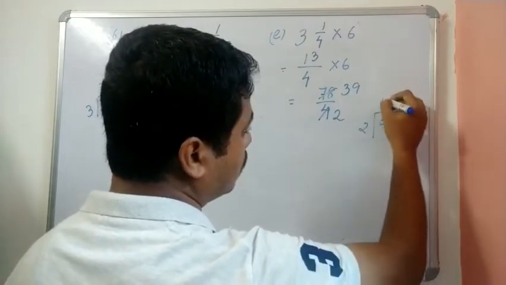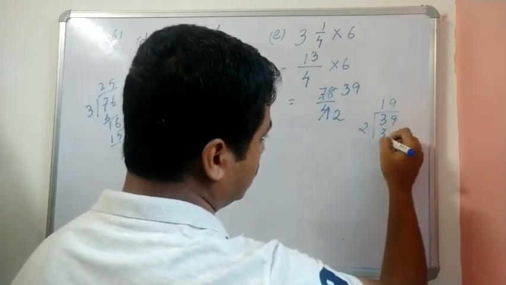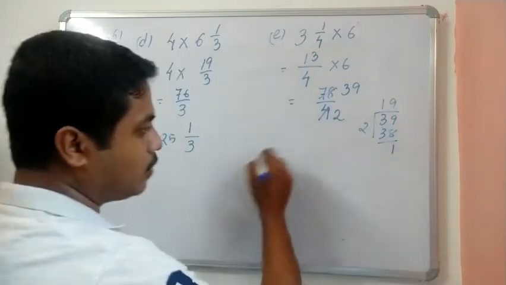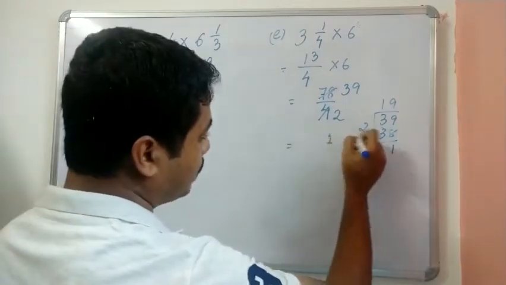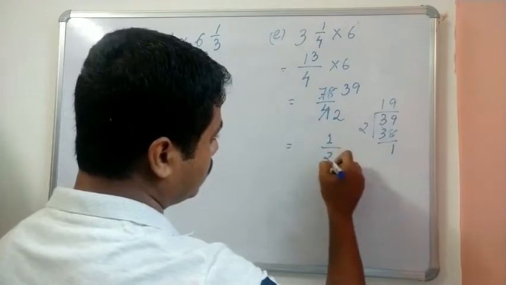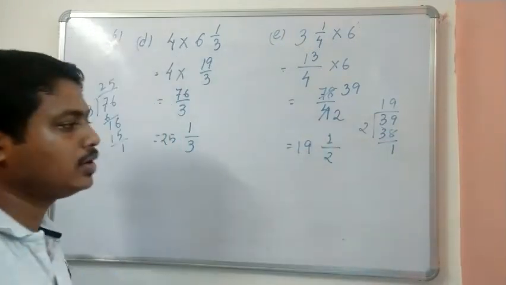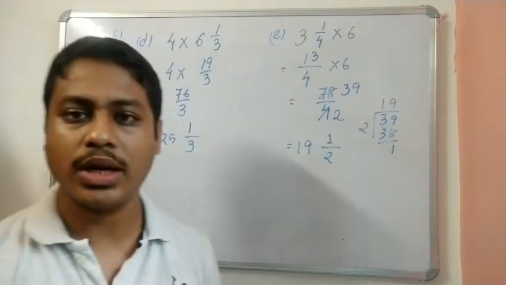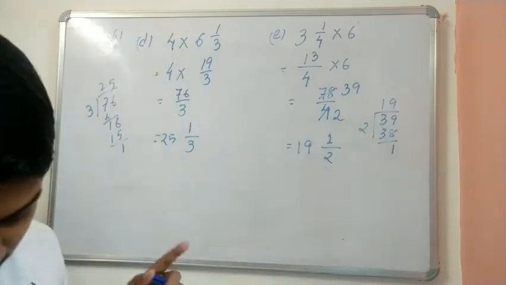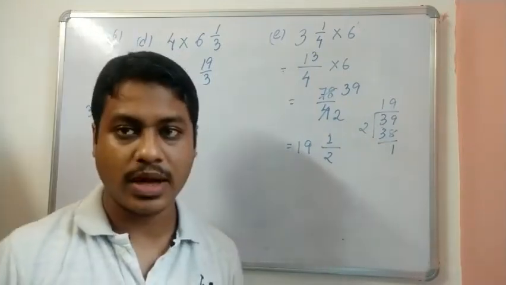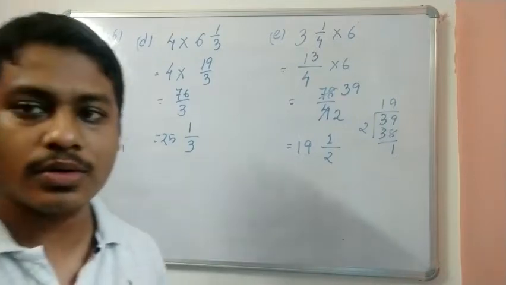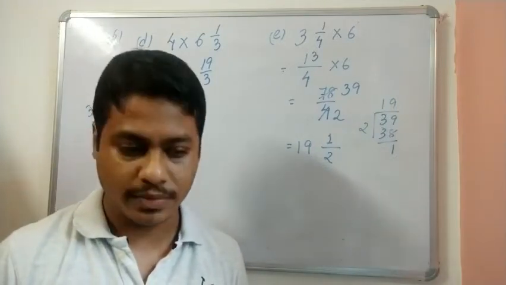2 19s are 38, so the remainder is 1. So 1 will go up, 2 will go down, and this will be 19 1 by 2. So this is the answer for question E. The rest, question C and question F, are almost similar, so you have to try them by yourself.